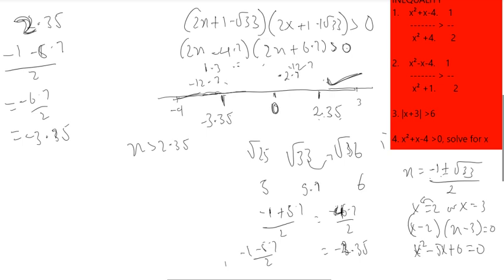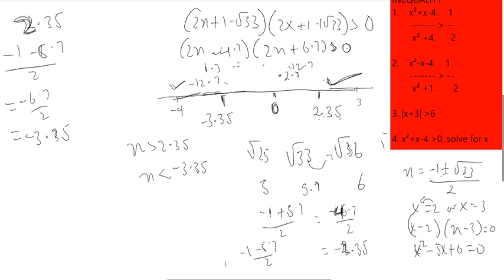When we multiply this, minus times minus will give us plus, and it means that the number that we're going to get is going to be greater than 0. So it means that the values here are also correct. Once you have really gotten these two, then you know that you stop. So that means x is less than minus 3.35.